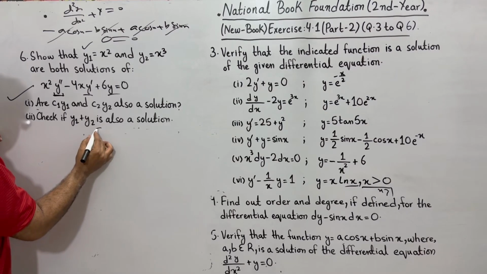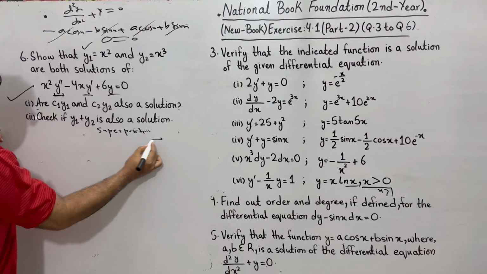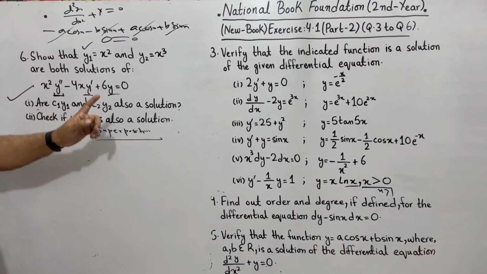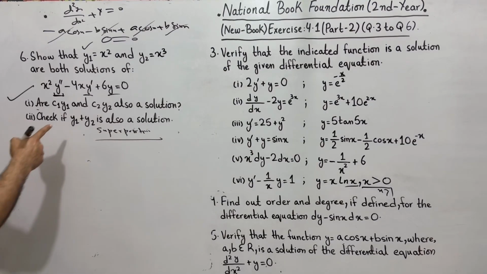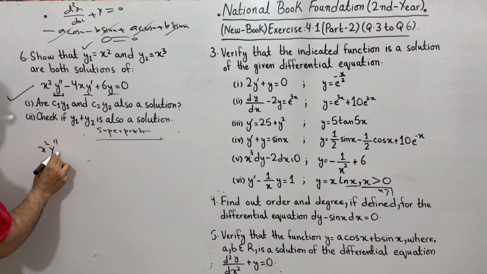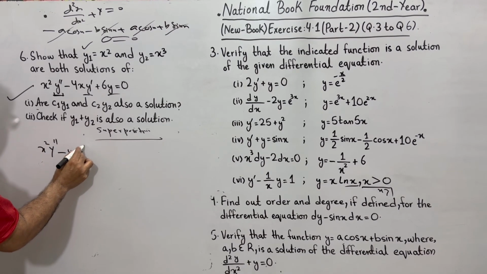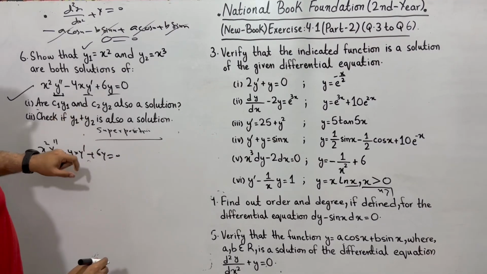Principle of superposition states that it is also a solution of linear differential equation. Let me verify this C2 for you. What I have? x square y double dash minus 4x y dash plus 6 times y is equal to 0. Let me take this one now.